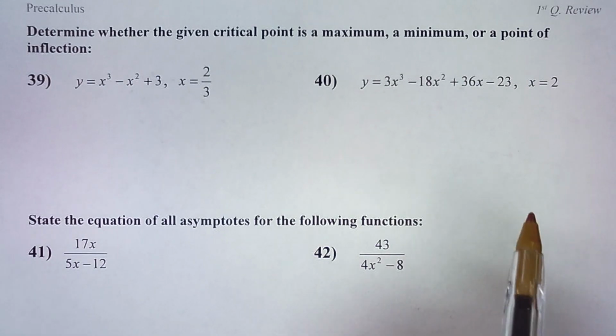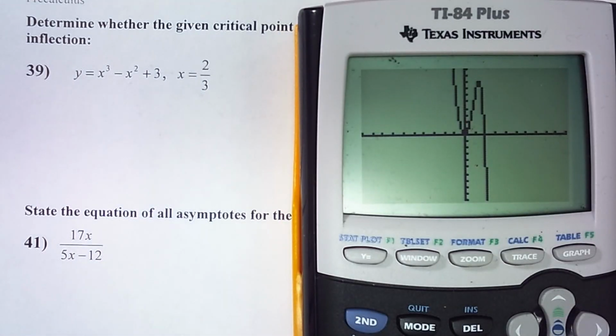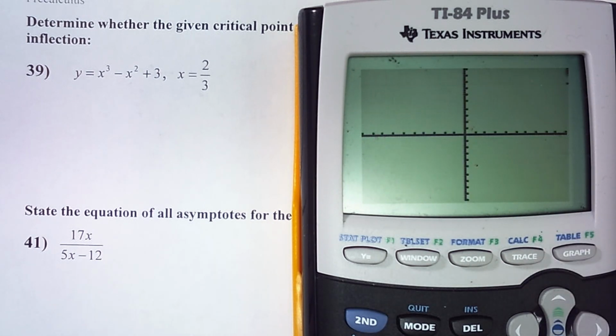Determine whether a critical point is a maximum, minimum, or point of inflection. So we need to put this in our calculator here. So back to y equals. Clear that out. X cubed minus x squared plus 3. And that is not how that should look, so I'm going to start that over. So we have x cubed minus x squared plus 3. Okay, so that's what the graph looks like right there.